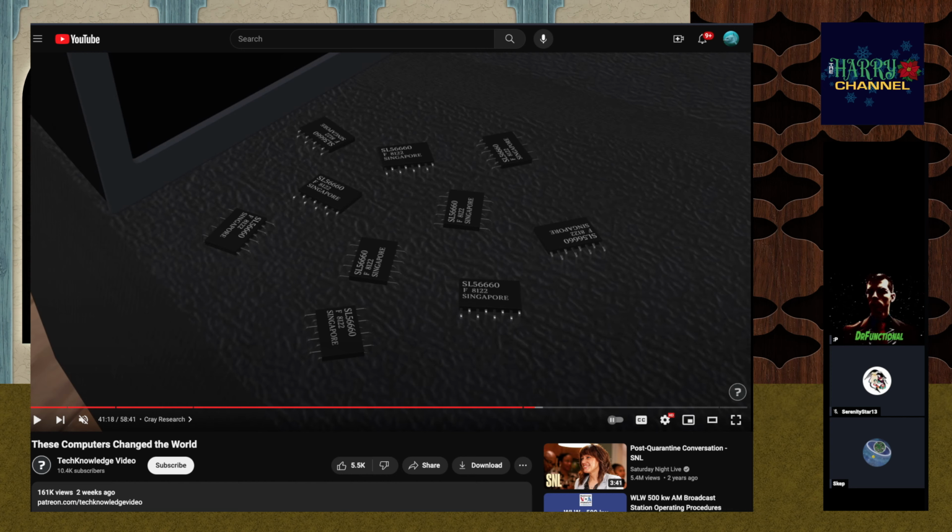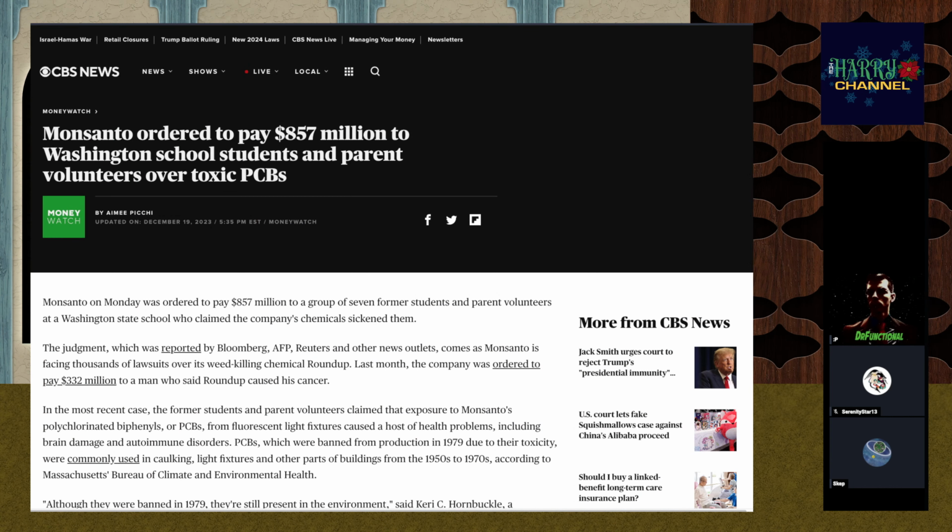Data centers. We can complain about this briefly. Monsanto ordered to pay $857 million to Washington school students and parent volunteers over toxic PCBs. Now, PCBs are chemicals which most definitely cause cancer. This is not the same thing as glyphosate or Roundup that we're talking about here.